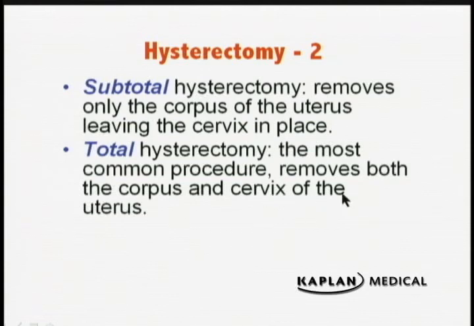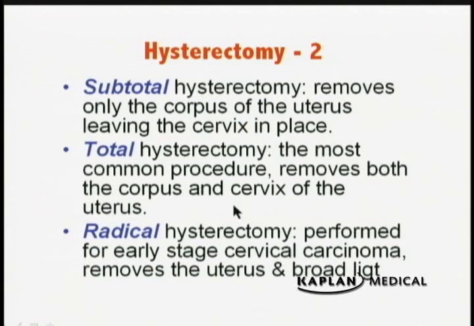A radical hysterectomy is where you take out not only the corpus of the uterus and the cervix, but also you remove the broad ligament. This would be done if you are concerned about metastasis to the pelvic lymph nodes with cervical cancer.